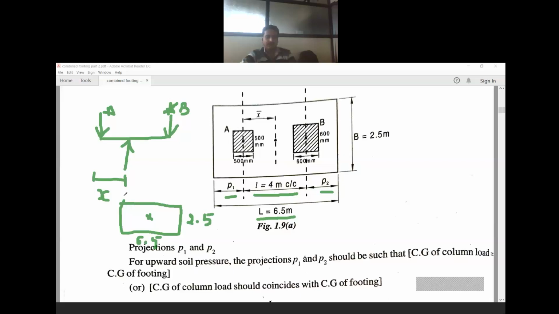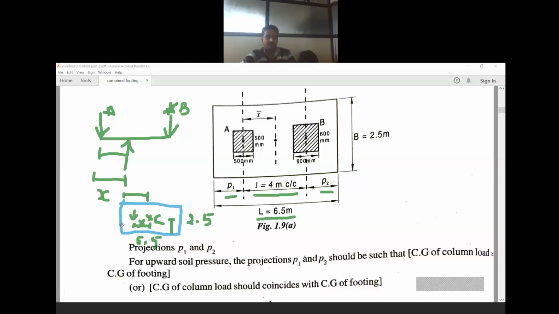So the centroid will be at a distance, from the edge, of 6.5 by 2, and from the bottom at a distance of 2.5 by 2. So it will be exactly at the center of the foundation area. So we have to place this resultant force exactly on this one. So if I place this column A here, the distance from column A to the centroid will be x distance.